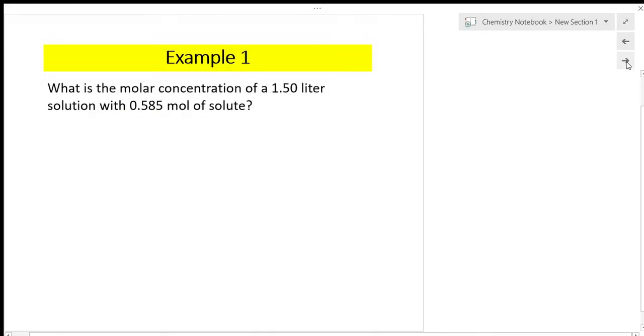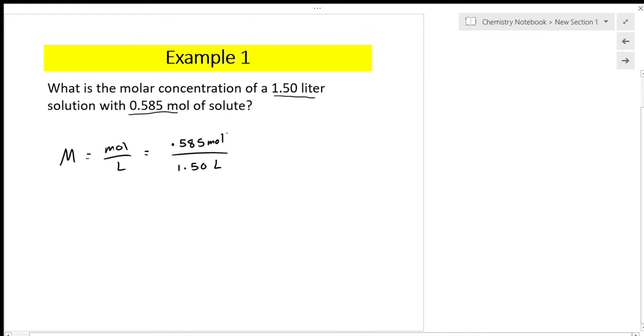All right, let's take a look at example number 1. Example number 1 says: calculate the molar concentration of a 1.5 liter solution with 0.585 moles of solute. This is just a typical plug and chug problem where we're given the moles, and we're also given the volume in liters. So to calculate this, the molarity is going to equal the number of moles per liter of solution. For this problem, you take the 0.585 moles, and we're just going to divide that by the 1.50 liters.